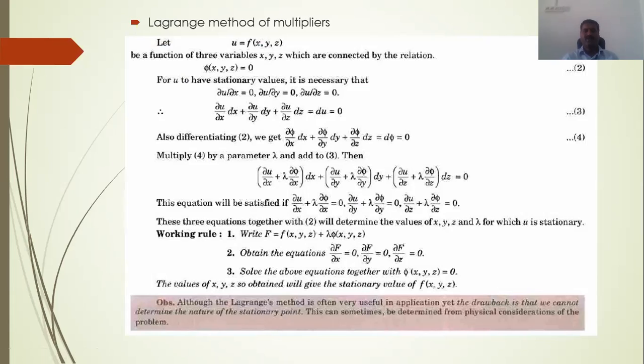Right? The values of x, y, z so obtained will give the stationary values of f of x, y, z. So the algorithm is: construct a new Lagrange function, capital F equal to small f of x, y, z plus lambda times phi of x, y, z, then get the stationary points, then solve together with respect to the constraint.